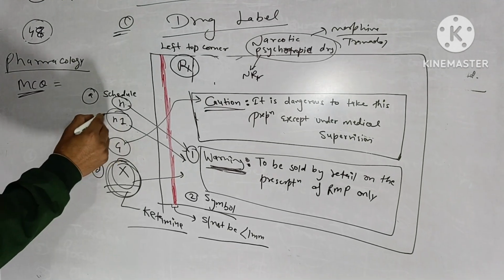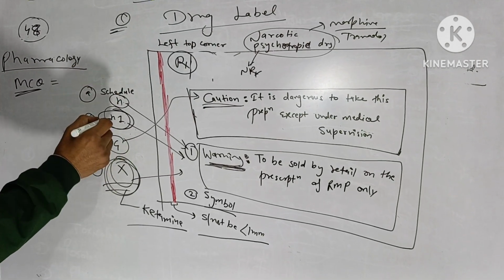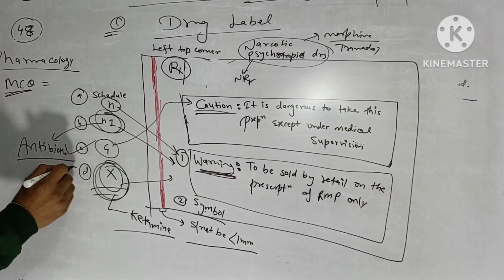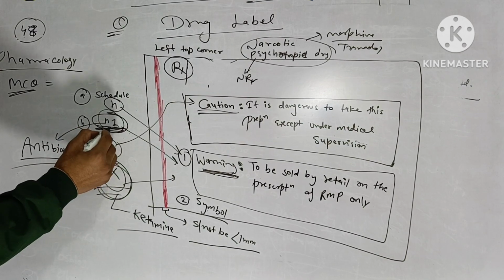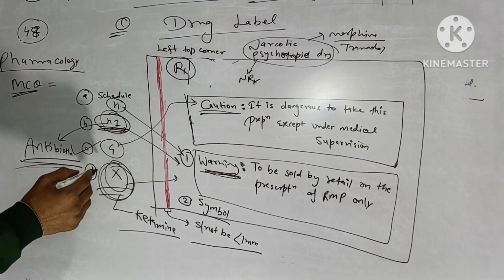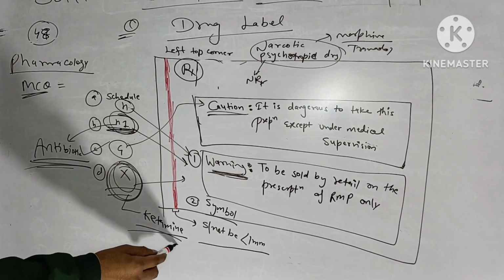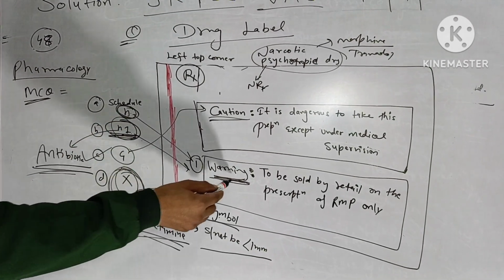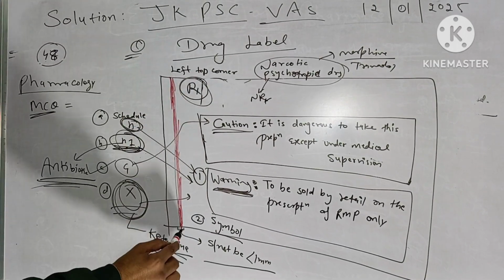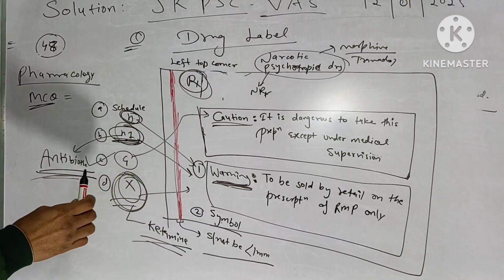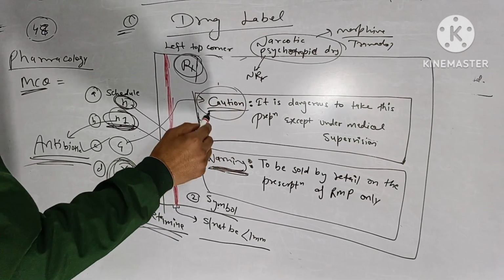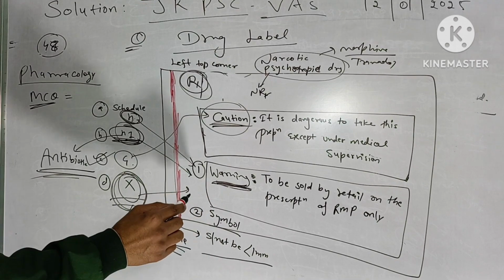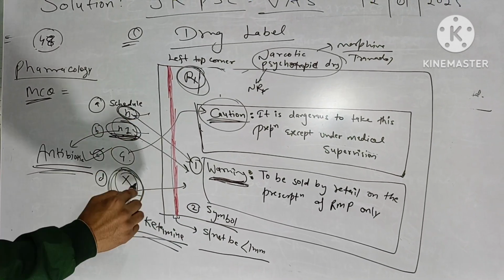So H1 category drugs are mainly antibiotics. Schedule H1 is related with antibiotics, X is for ketamine and anesthesia drugs, and simple H is for the first warning, RX and the vertical red line on the left hand side of the label. If it is written as the question, then that belongs to schedule G, and if the warning is written, then that belongs to H, H1 or X.